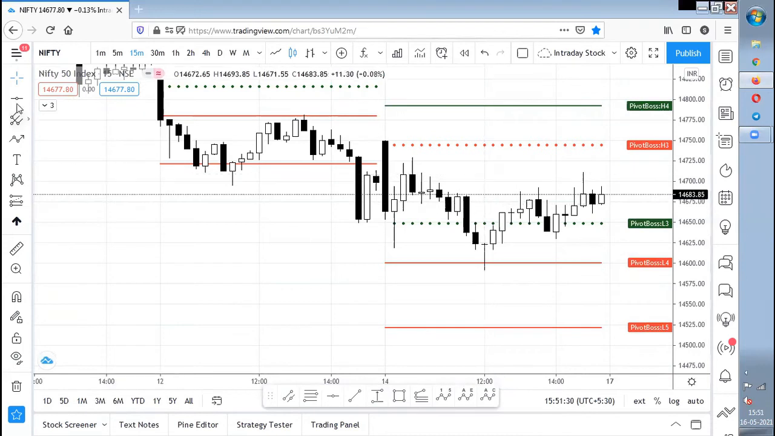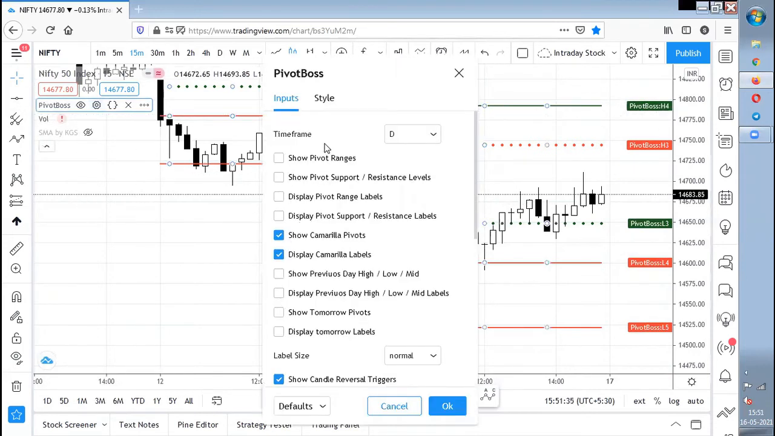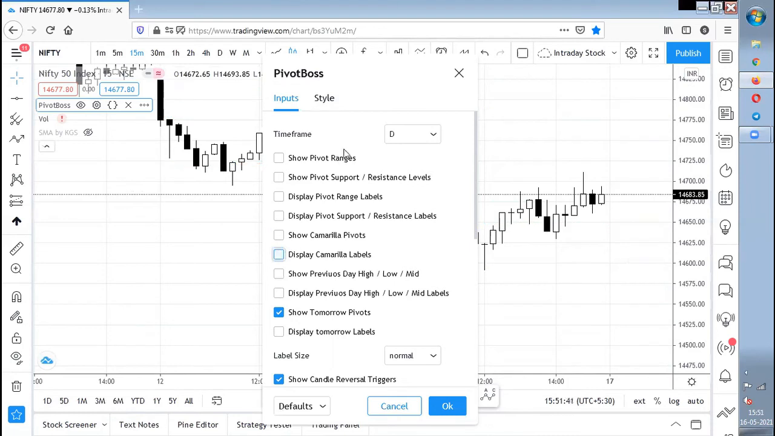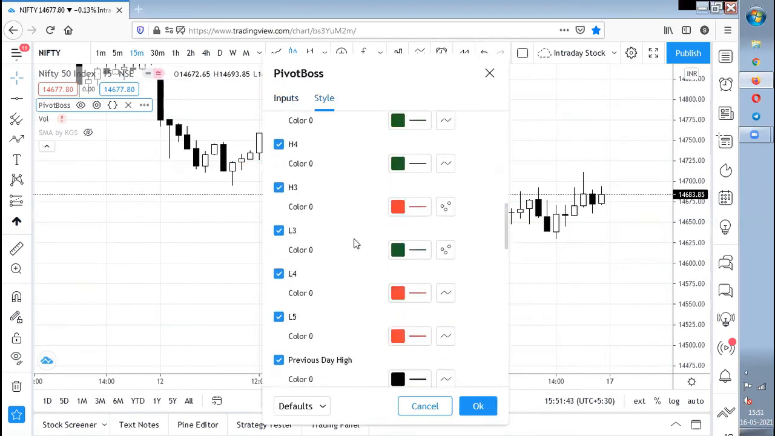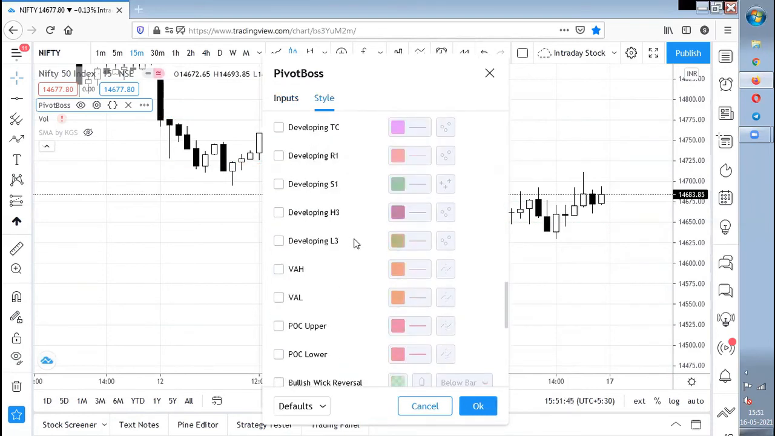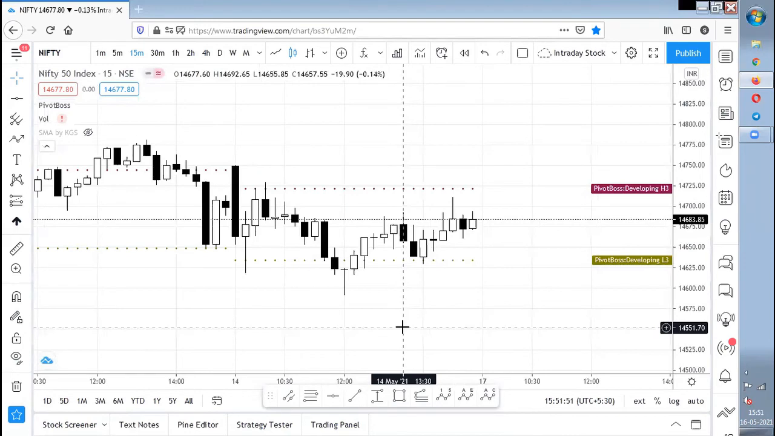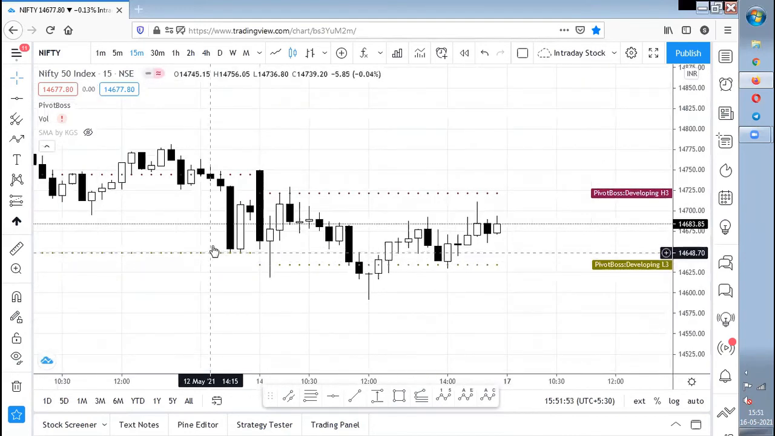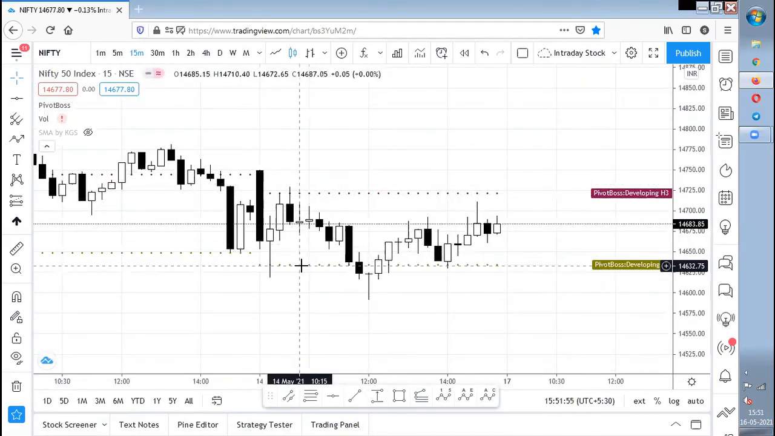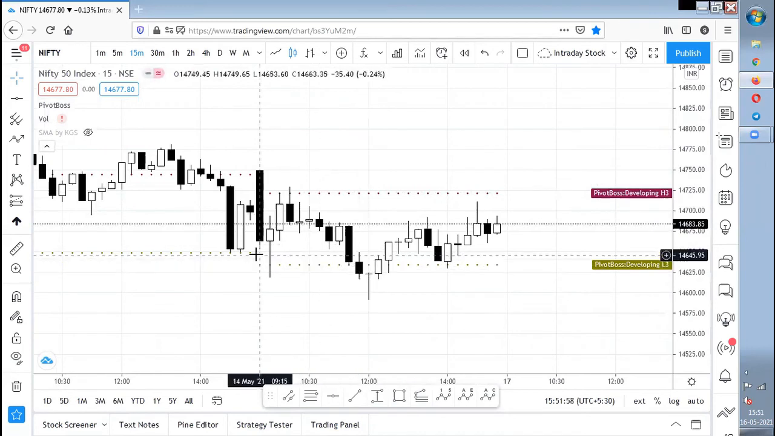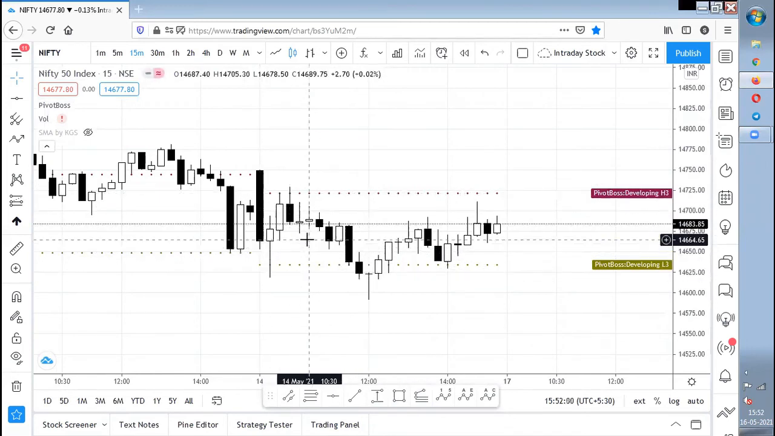Clear? Now let me see whether I have tomorrow's pivots. Wait, show tomorrow's pivots. One sec. Yeah, developing H3 and developing L3. So we have this developing H3 and L3. This is Friday's H3 and L3 and this is Monday's H3 and L3. Monday's H3 and L3 says it is an overlapping lower value relationship.